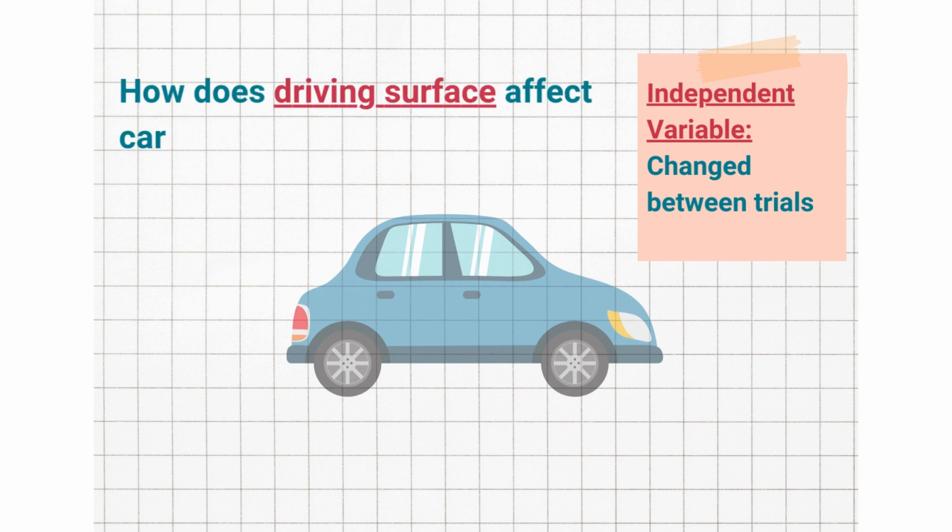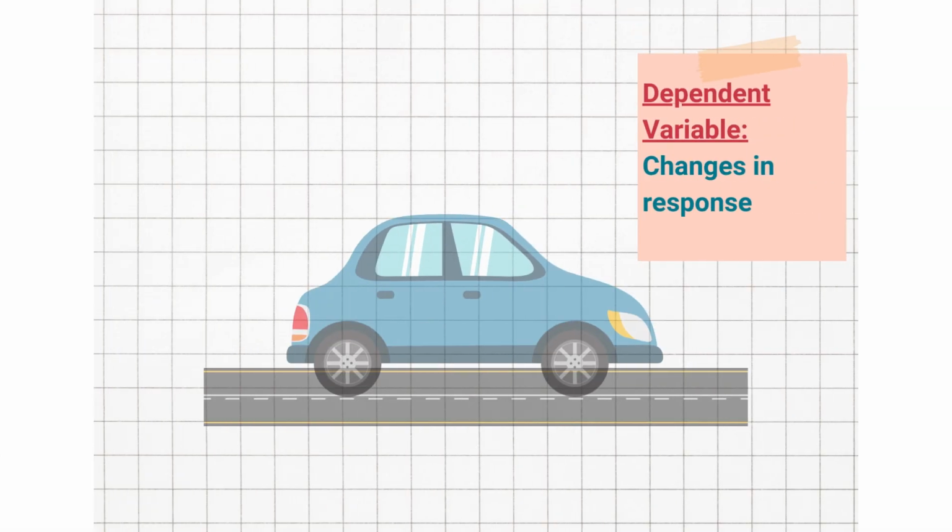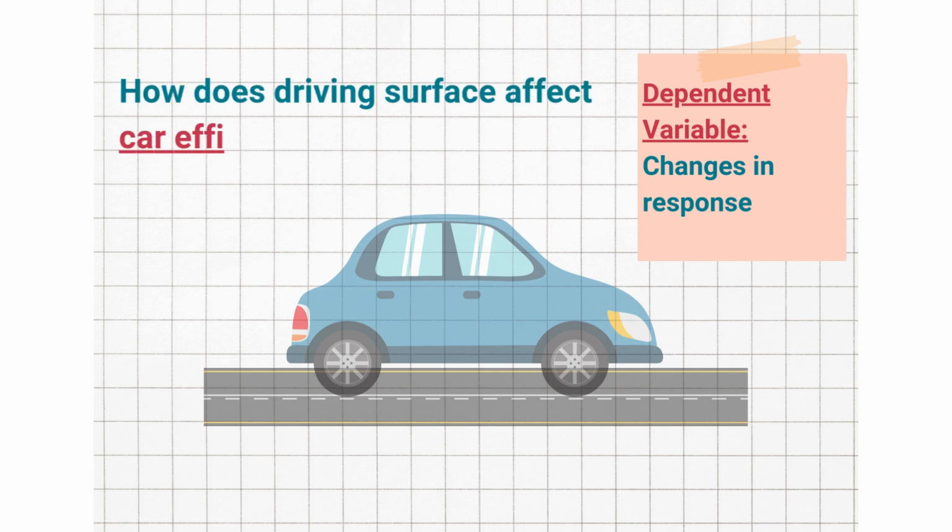It is usually the first blank in our testable question. In this example, the road surface is the independent variable, so we will change the road surface in our different trials. The dependent variable is the thing that changes in response to the independent variable. It is also what we measure. It is usually the second part of our testable question. In this example, our dependent variable is car efficiency.